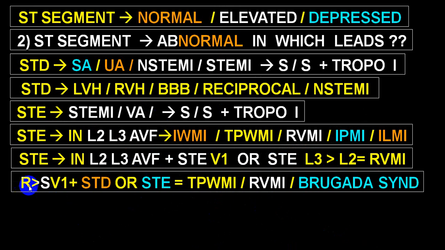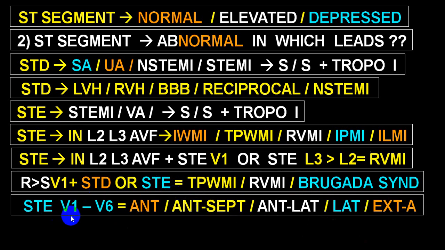And if the R wave is taller than the S wave and there is ST depression, keep it in mind, true posterior wall MI. You will have ST depression in true posterior wall MI. In RVMI, you will have ST elevation and an R wave taller than the S wave in V1. And in Brugada, you will have ST elevation with a curved, downsloping ST segment with T wave inversion.